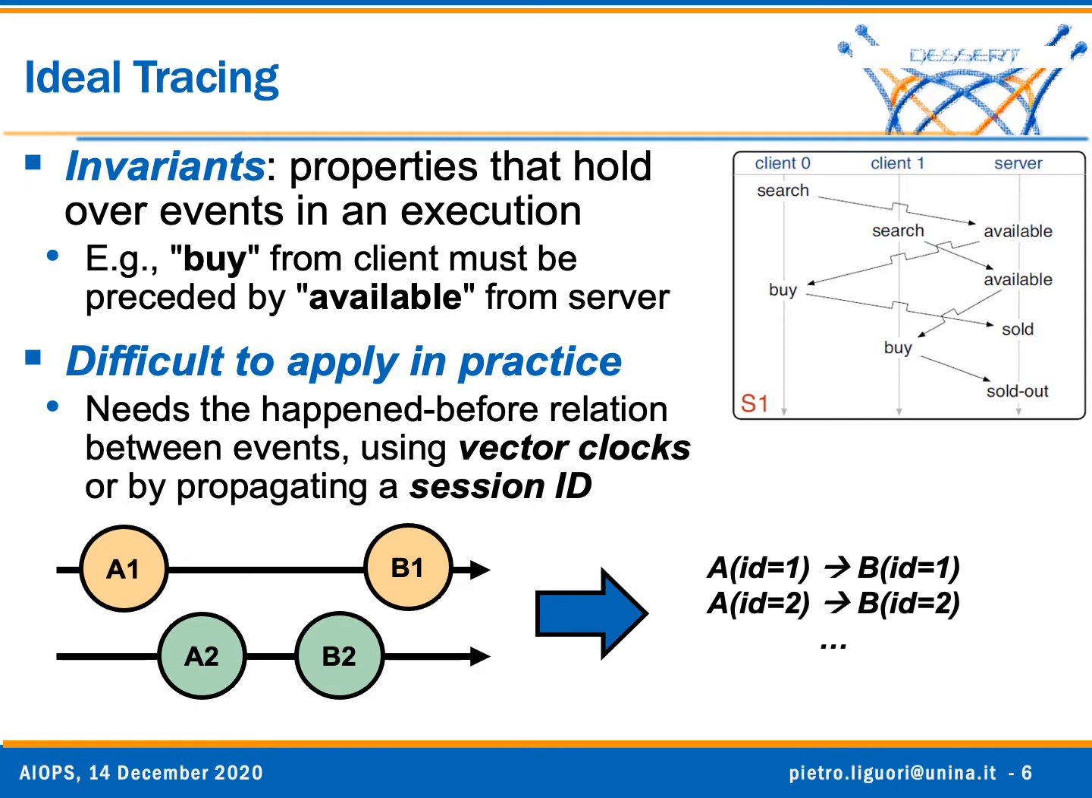This is an invariant. In complex and distributed systems, it is very difficult to discern the requests of multiple users and to properly keep the happened before relations between events. This indeed would require a vector clock and a session ID. However, these mechanisms are not supported by common trace infrastructures, and therefore they require an effort of manual annotation of the code, leading to an impact of the overhead.